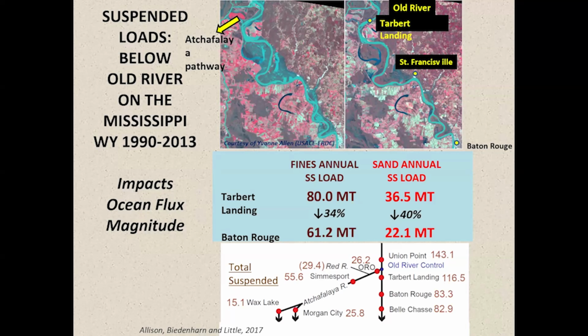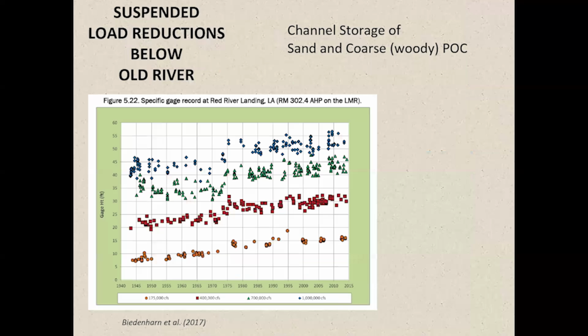And we think there are two things going on here. One of them is actual channel storage. Now, remember, when you take as much as 30% of the water off the river into the Atchafalaya, you lose a lot of stream power and the capacity to transport sediment. And therefore, you should see a depositional signal in the river channel below that, primarily of sand-sized material.